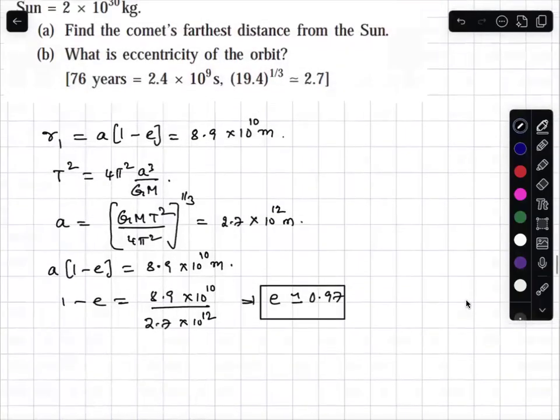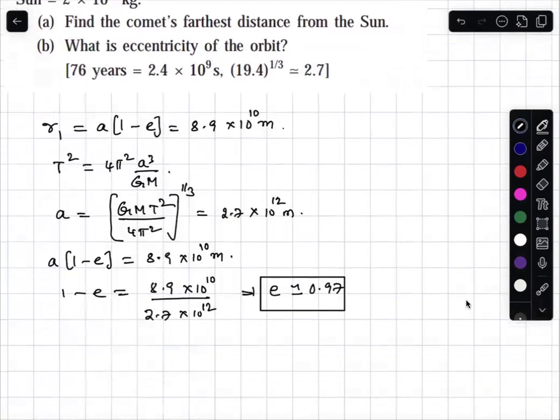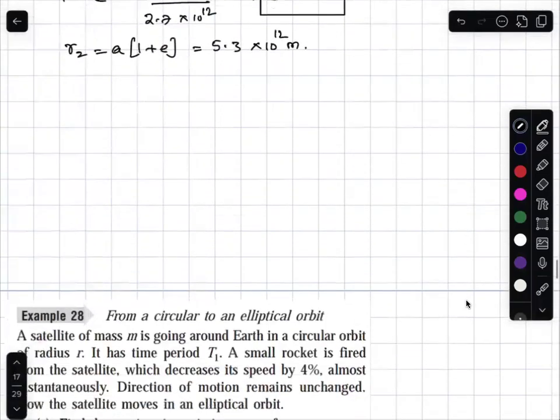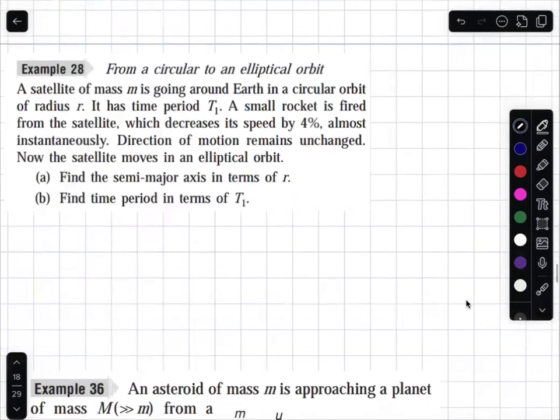What do you want finally? The farthest distance. R2 is A into 1 plus E. You substitute, you'll get the answer as 5.3 into 10 to the power of 12 meter. Clear? Right. So any doubts in this question? He has given some values, like 19.4 whole power 1 by 3, all that stuff. Okay? Right. Next question.